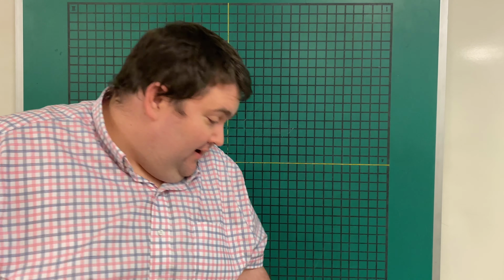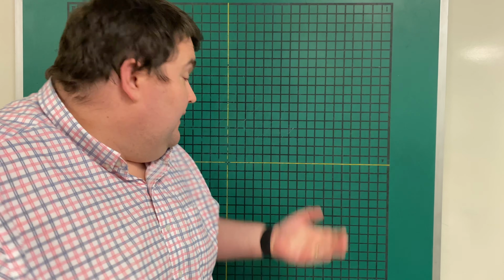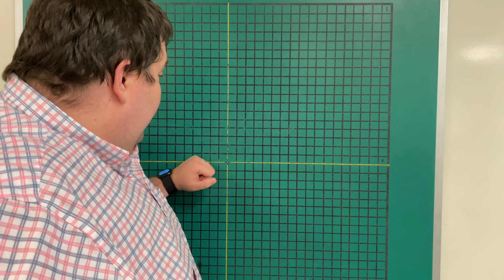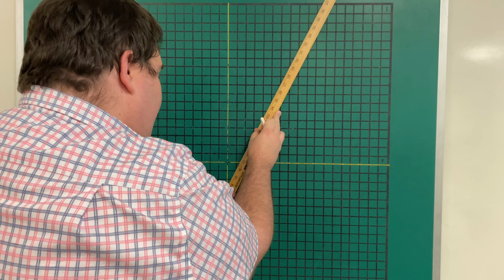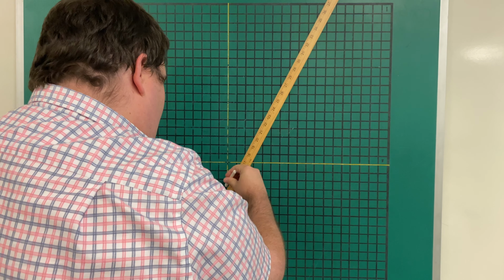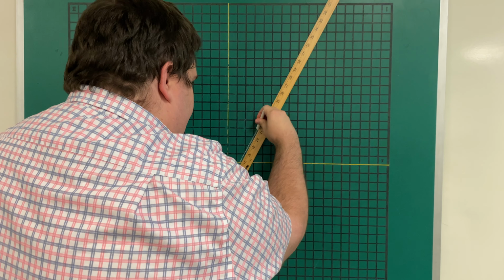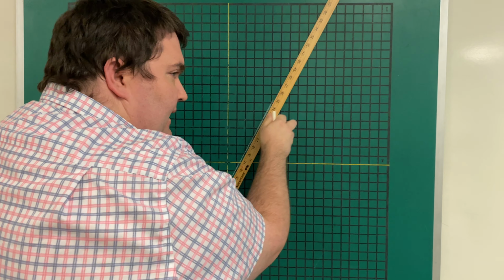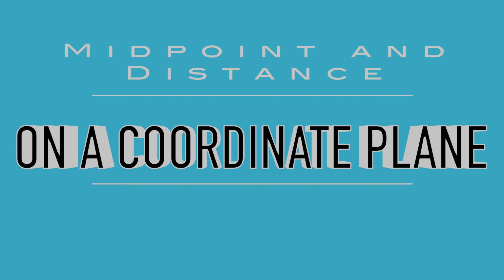Oh, hi everybody. So today we're actually going to be talking about distance on a coordinate plane. So I'm going to use my coordinate plane right here. So all I have to do is I first have to draw my line. Okay, this might not work. Let's just go to the computer version. Midpoint and distance on a coordinate plane.